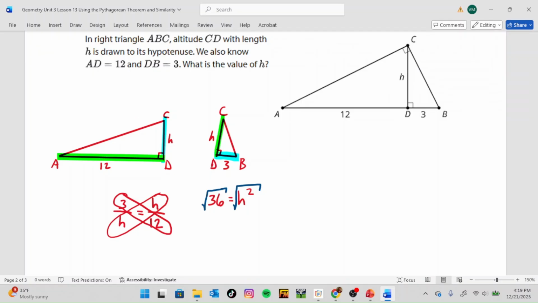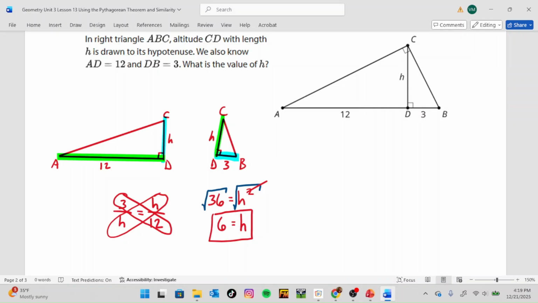As soon as I do that, the square root and the square cancel each other out. So on the right side, I'm left with h. On the left side, the square root of 36 is 6. So we have found our answer.